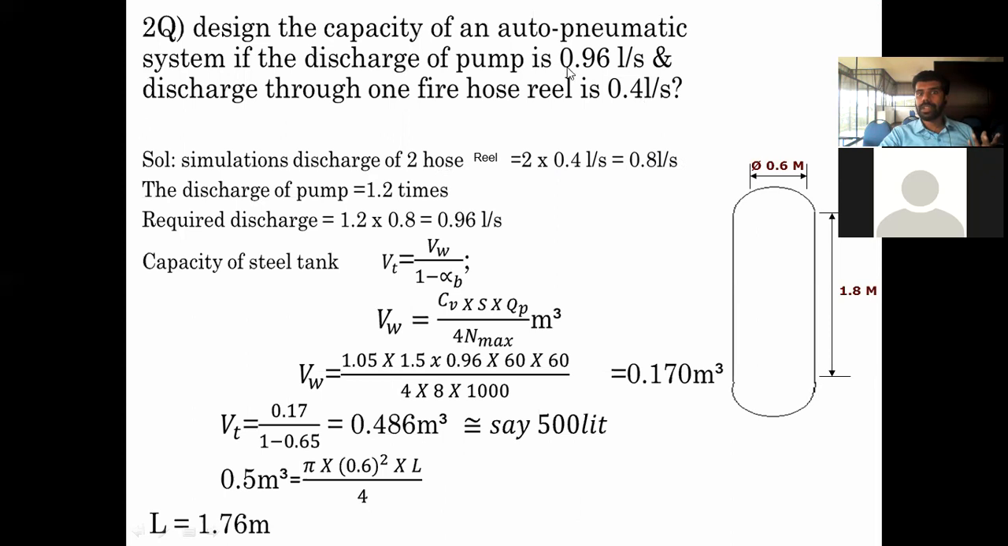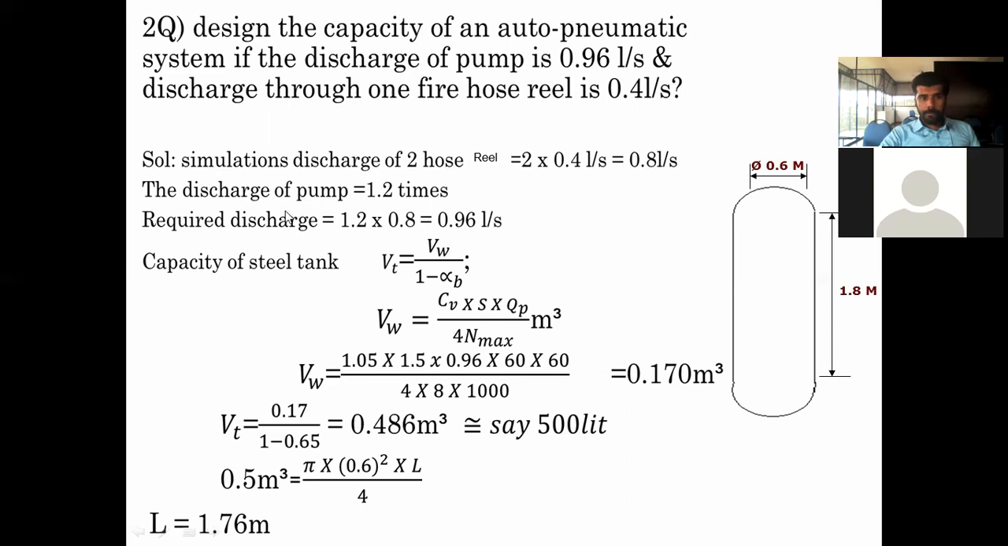So the total will be 0.8, and the actual discharge from the pump is 0.96 liter per second, which means the discharge of the pump is 1.2 times the water flowing through both hoses. The actual pump discharge will be 1.2 times that. It means 1.2 into 0.8 will be 0.96.